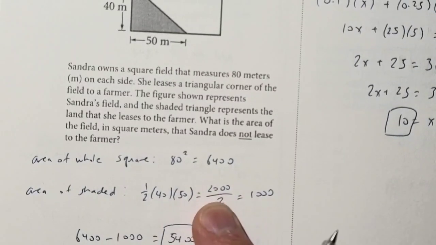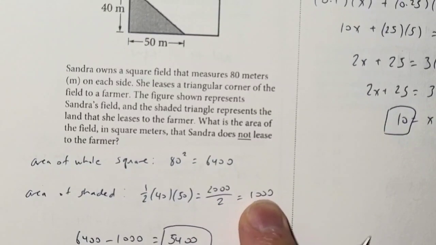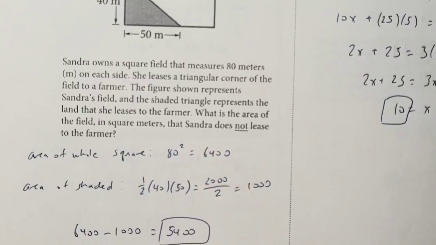You got to be able to do this either by hand or in your head. This is simple enough to do in your head. Okay, I'll be blunt about that. No calculator allowed in this section. All right, so you subtract the two, that's 5,400.